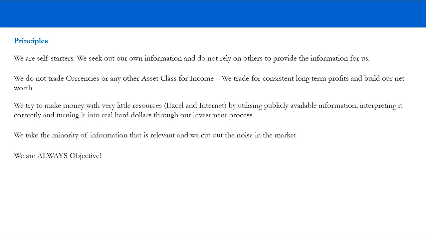We crunch numbers in Excel. We stay objective. We interpret the numbers and the data correctly, and we turn it into real hard money. And in between, we don't listen to people. We don't need to, because the numbers speak for themselves. We always stay objective. So we've covered the approach there.